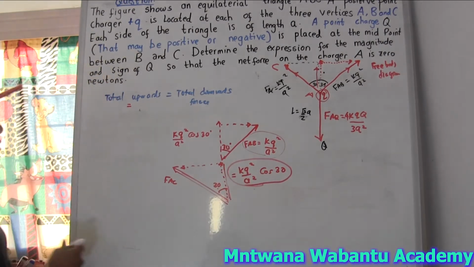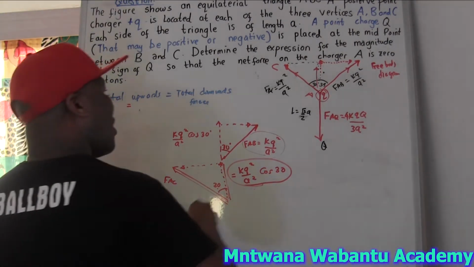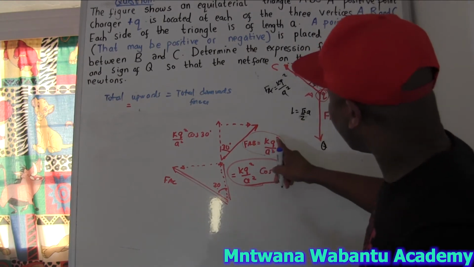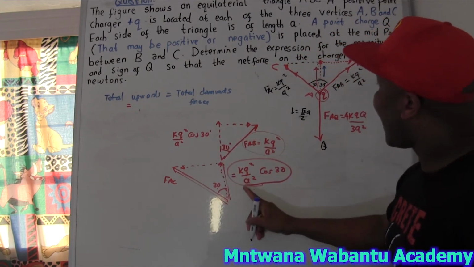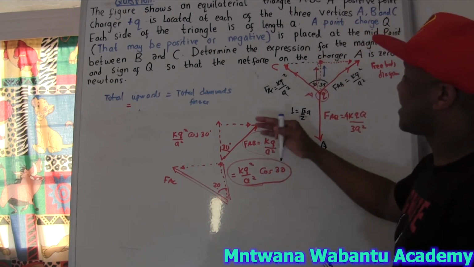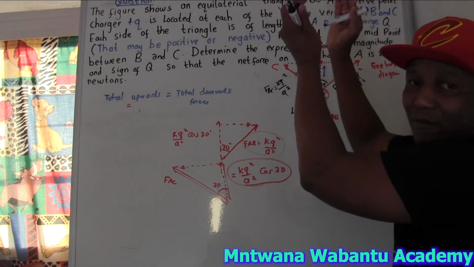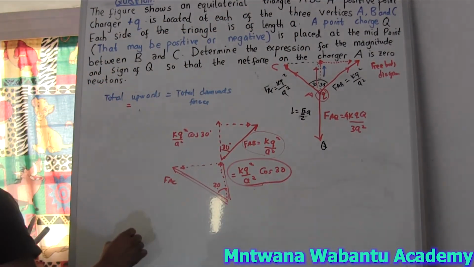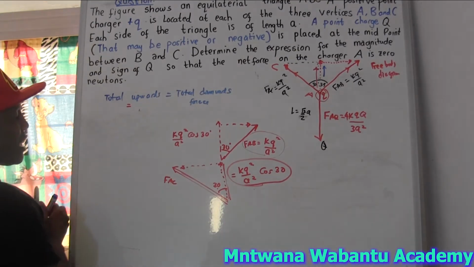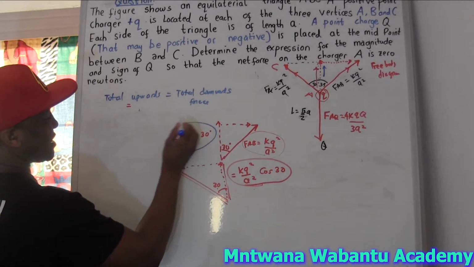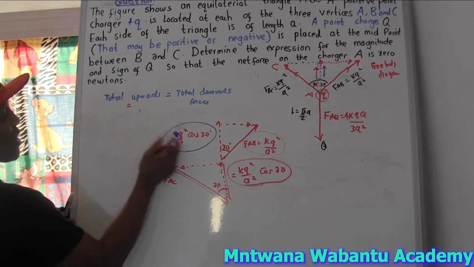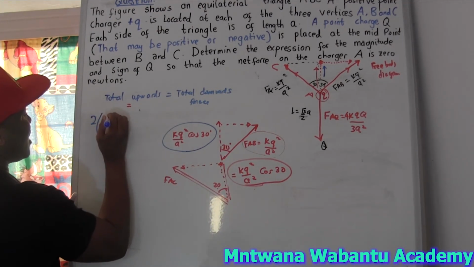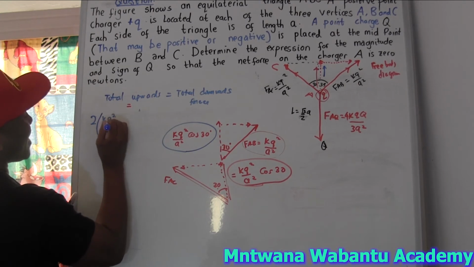Okay, I got it. So now we have both this force here and this force, which are the same, just like this plus this, are upward force. So total upward force is going to be this plus that. So now let's take this plus that. We add them, it's the same thing, so we say two of them: 2k q squared over a squared cos of 30.